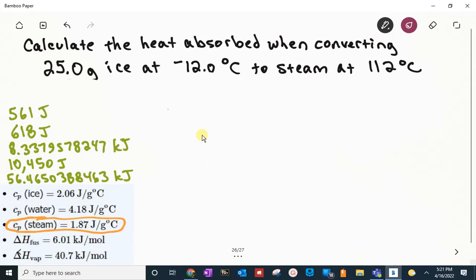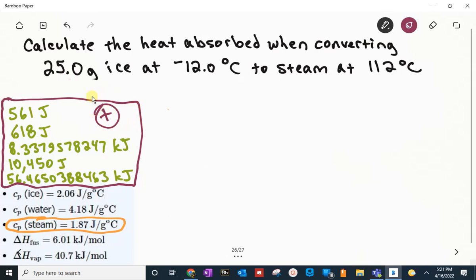Now, all we have to do, now that we've made our list of all of the different steps that the H2O needs to go through to go from ice at -12 to steam at 112, we have this little list of all the different amounts of heat at all the different steps that we had to take, and all you have to do is add them up. But if you look at this, what problem would we run into adding these up? Now, if you said 2 of these are in kilojoules and the rest are in joules, you would be right.